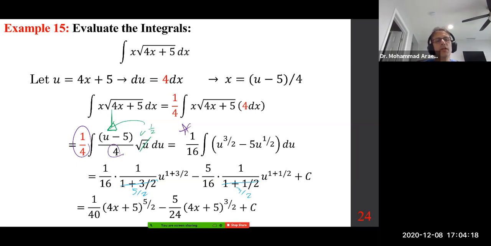Okay. So the first one, 1/16 times 5/2 gives you 1/40. u is replaced by 4x plus 5. Then minus 5/16 times 2/3 is minus 5/24. u is replaced, and that's what you have.